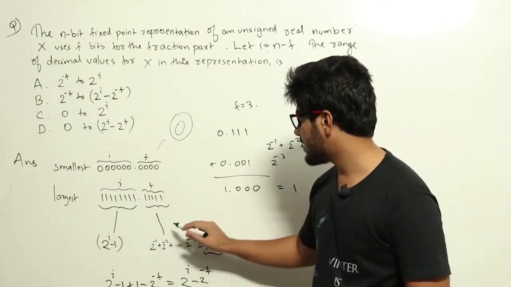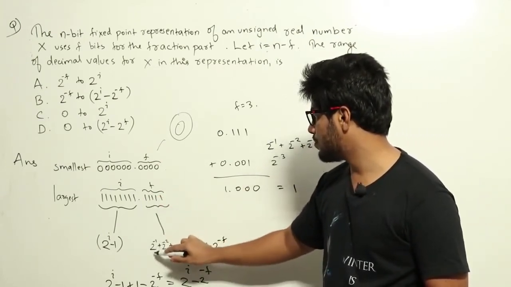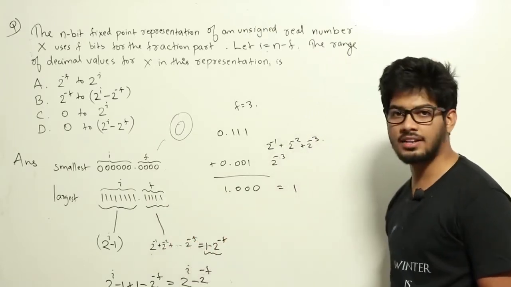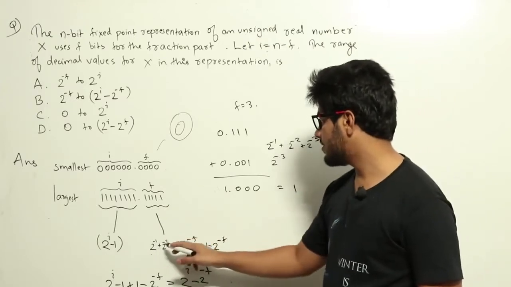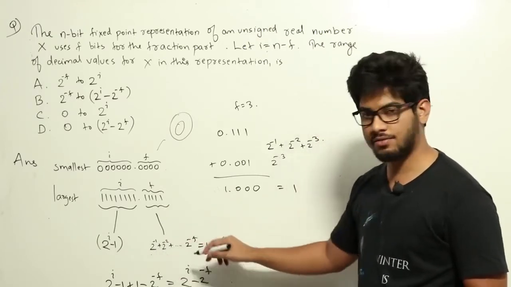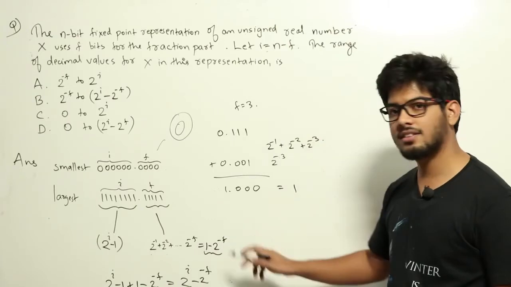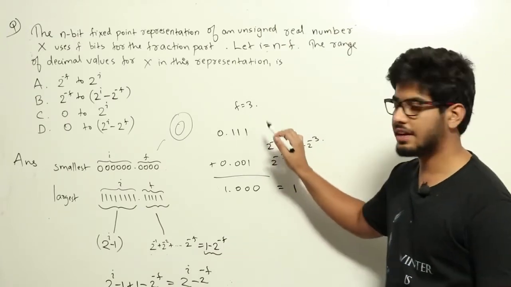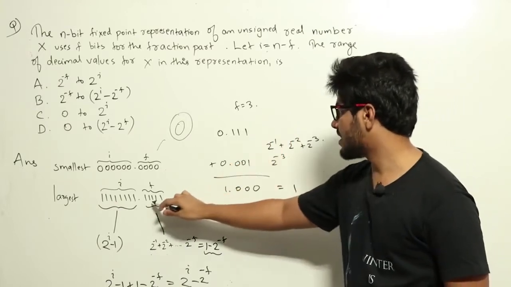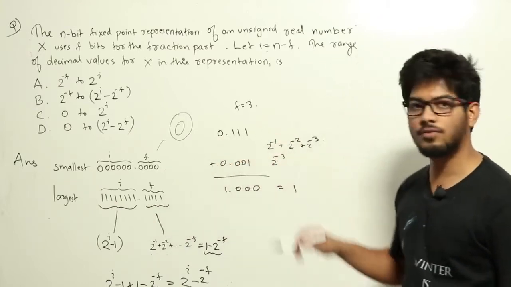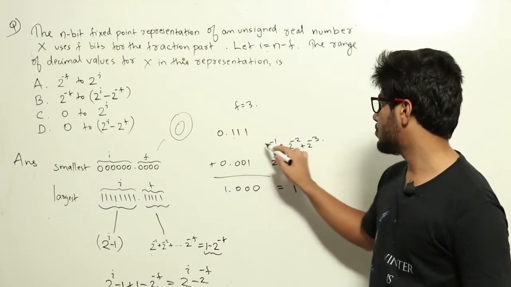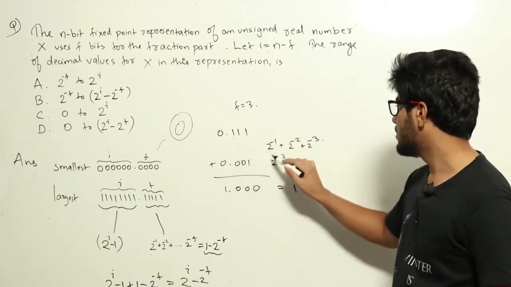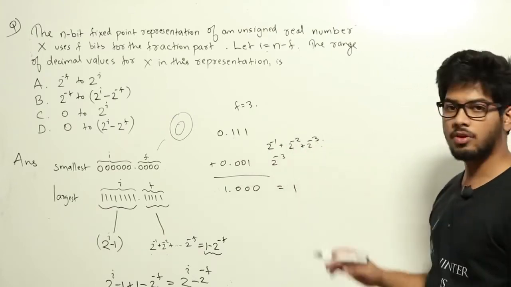Now this we can rewrite as 2 power minus 1. This bit would be 2 power minus 1. This bit would be 2 power minus 2, etc., up to 2 power minus f. Now 2 power minus 1 plus 2 power minus 2 up to 2 power minus f, we can rewrite as 1 minus 2 power minus f. How we got this, I'll show you here. Consider f equals 3. Then the number corresponding to this part here is 0.111. Now this part is 2 power minus 1, this part is 2 power minus 2, this part is 2 power minus 3. So this number is 2 power minus 1 plus 2 power minus 2 plus 2 power minus 3.